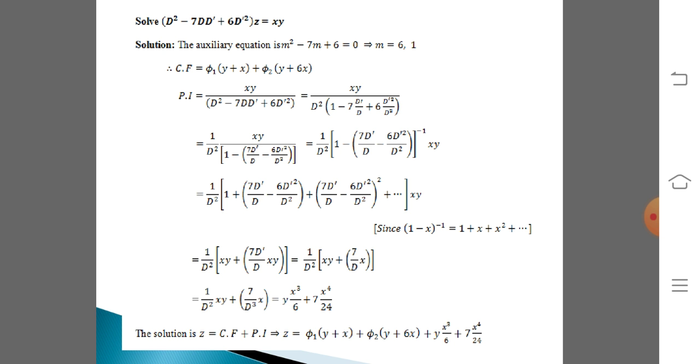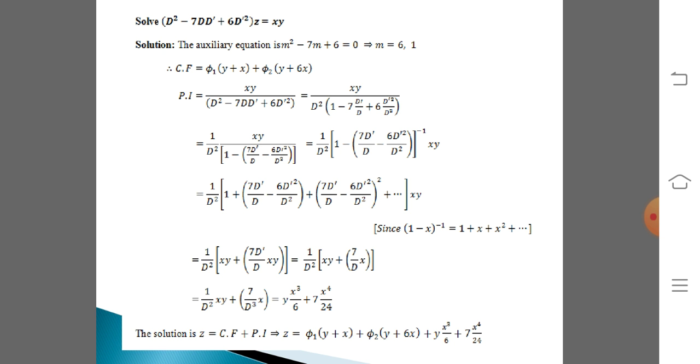Here D comes in the denominator. So whenever D comes in the denominator, you have to integrate the function with respect to x partially. Okay. So 7x by D is nothing but 7 into integral x dx. Integral x dx is x square by 2. Similarly, we have 1 by D square outside. So 1 by D square of xy plus 7 by D cube of x.